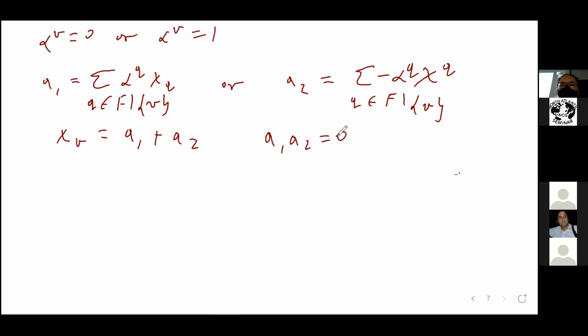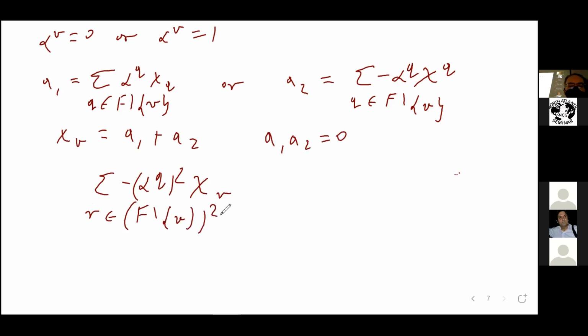I'll multiply these guys. So when I multiply these guys, I'll have the sum of the form minus alpha q squared. And here I have elements, if you want, let me write it as chi r, and R will be running this set f minus v squared. Okay, so this is R, not v. It's hard to distinguish between my R and my v. Sorry about this. I'll try to be more careful. So this is chi R.